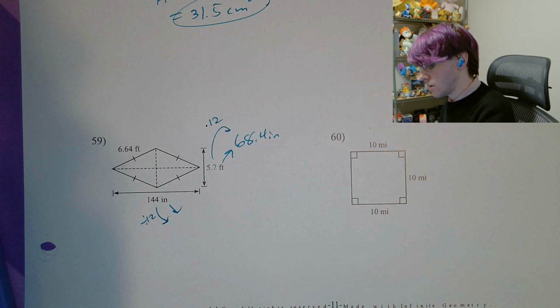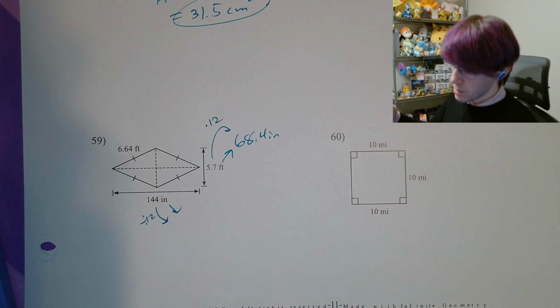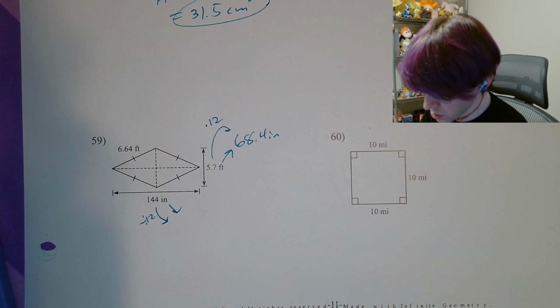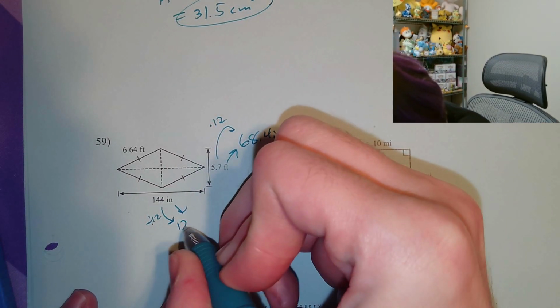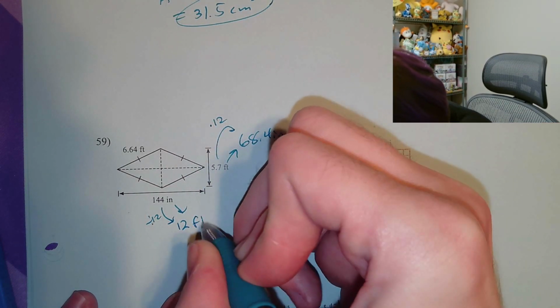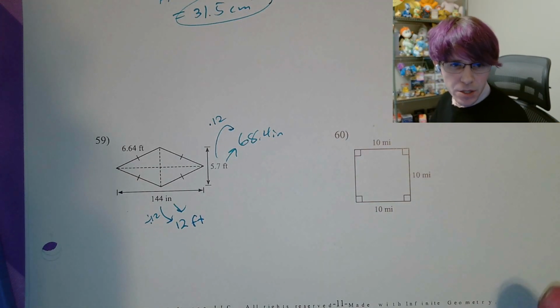So you multiply by 12 to get from feet to inches, getting a bigger unit. There's a bunch of different unit conversion stuff we could talk about, but I am not going to right now. Instead, we get 12 inches here, or 12 feet, sorry. So there's two possible answers to this question.